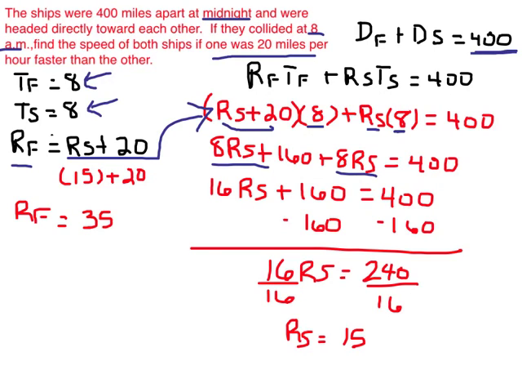So I'm going to put that into this equation. RF equals RS plus 20. So if RS is 15, then 15 plus 20 is 35. So the rate of the first one is 35. Okay? The rate of the second one is 15. Now I have found the speed of both ships. Okay, let's do your practice problems.